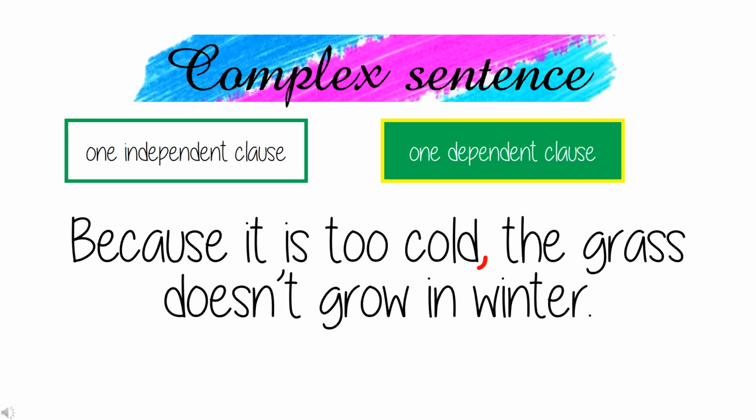A dependent clause needs to have an independent clause attached to it. So if my dependent clause comes before the independent clause, we put a comma here. But I can also put the dependent clause after the independent clause, and we don't use a comma that way.